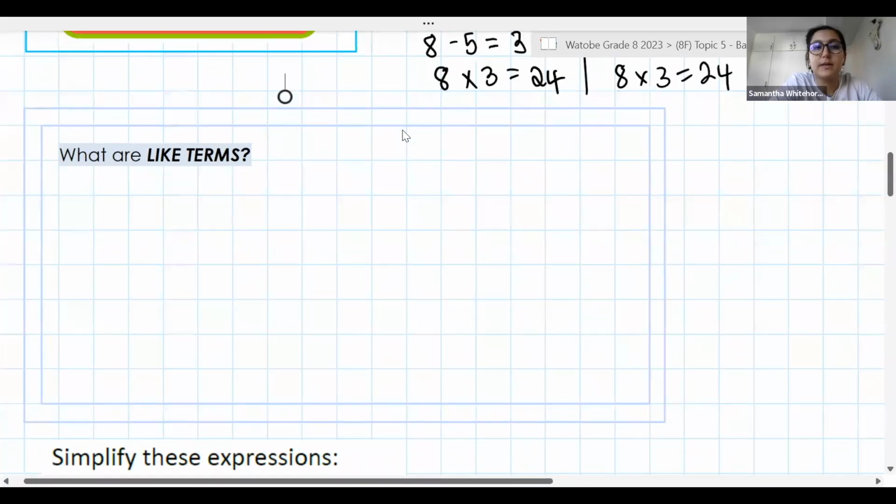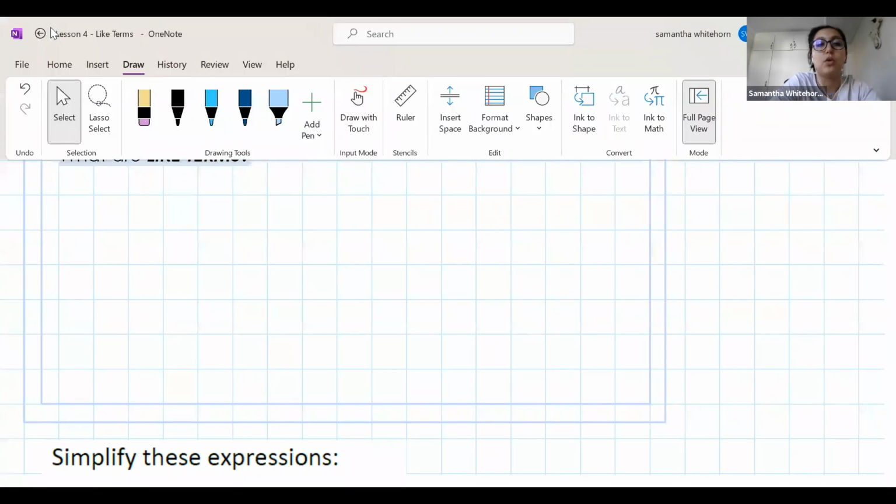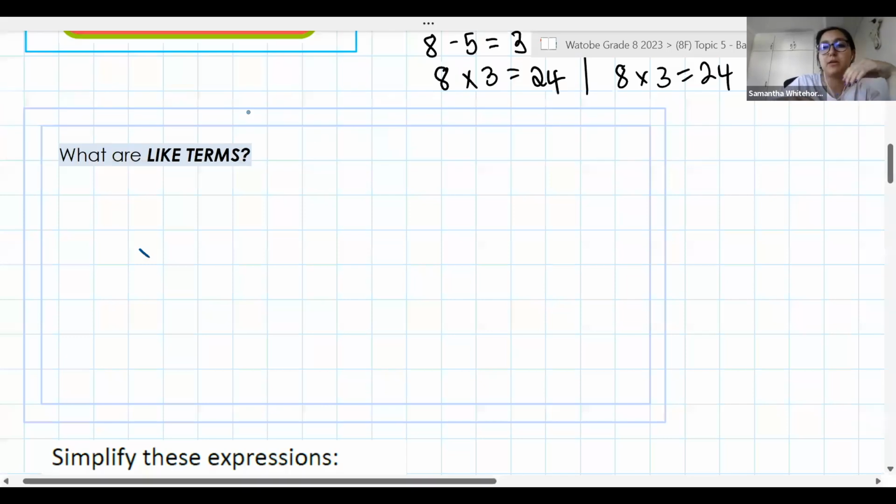Right, so let's jump into it. Can anyone tell me what like terms are? So when I say like terms, what do I mean? And at this point, you can raise your hands if you want to. So anyone who would like to raise their hand to tell me what a like term is?